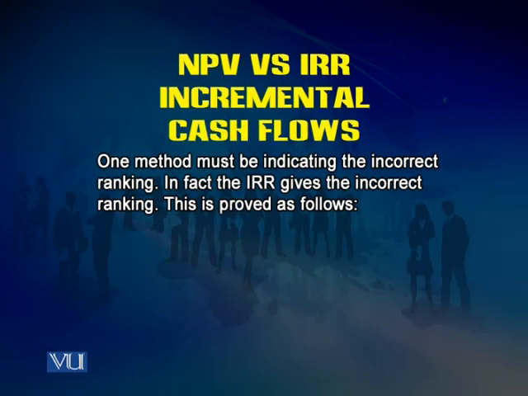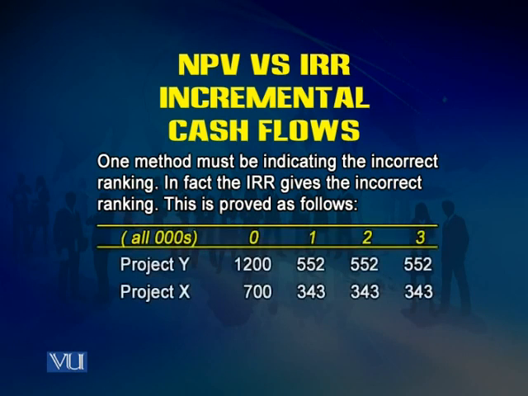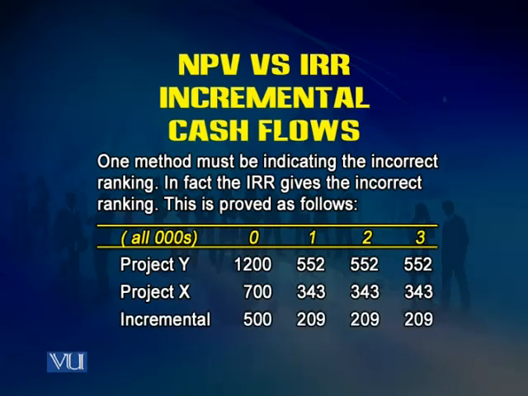In fact, the IRR gives the incorrect ranking. This is proved as follows. We use the cash flows of project Y and project X, and we calculate the incremental cash flows, which is the difference between project Y and project X. In other words, project Y minus X. And we arrive at the cash flow.